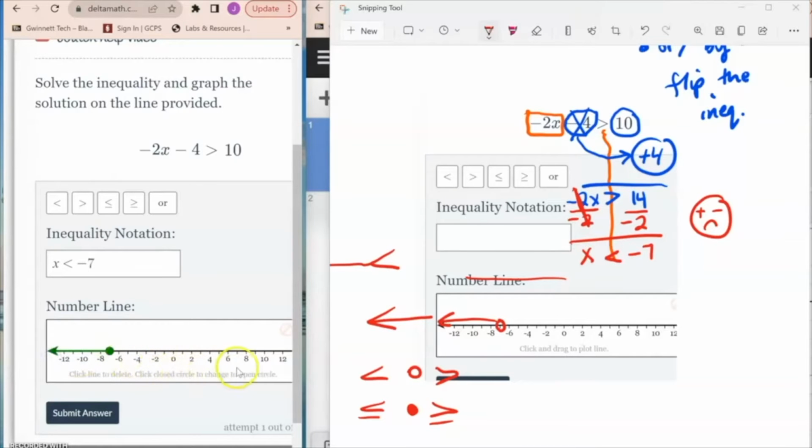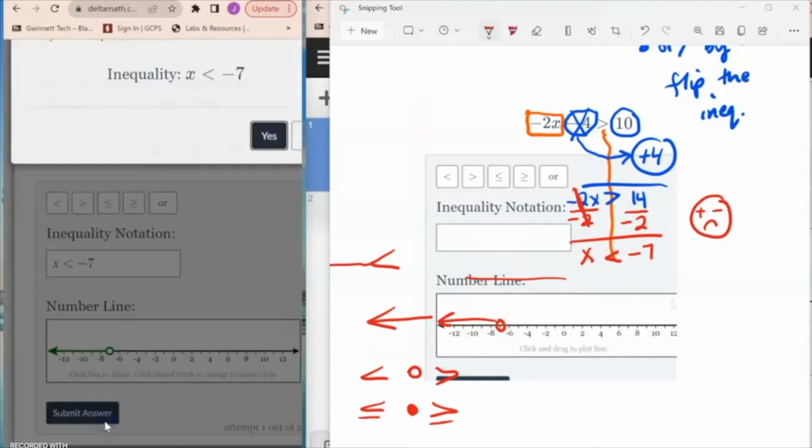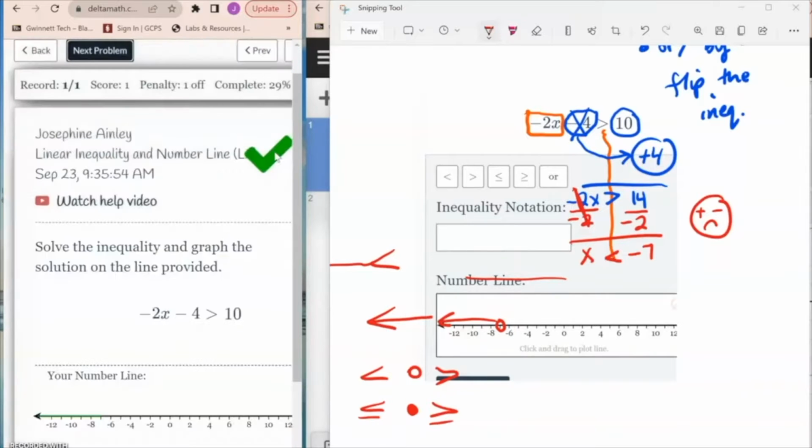Click closed circle to change it to open circle. So my circle was supposed to be what? Open. So I'm going to come here and change it to an open circle, and then submit my answer. Yay. Okay. All right.